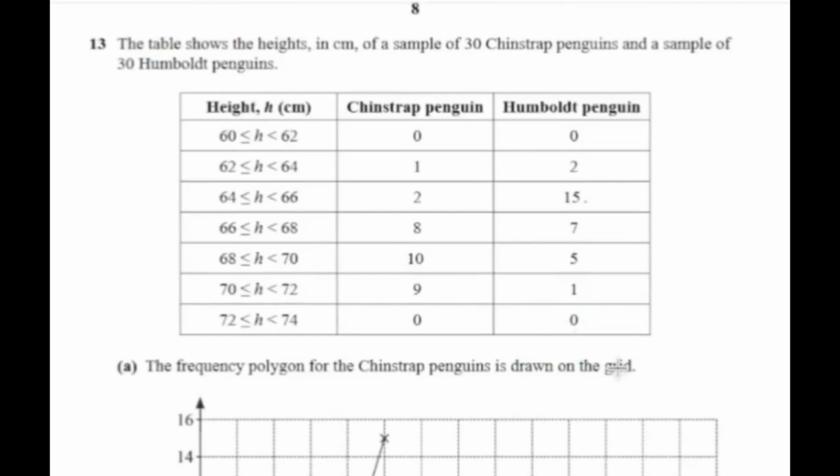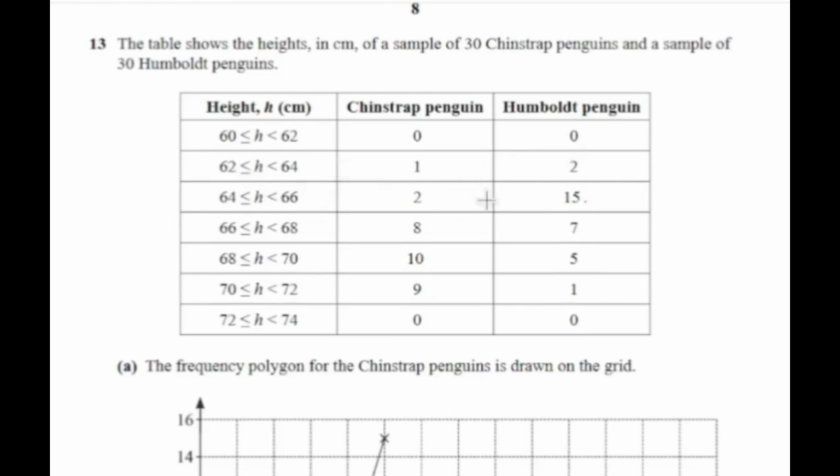Question 13. The table shows the height in centimeters of a sample of 30 Chinchilla penguins and a sample of 30 Humboldt penguins. So this is the height. This is a column for the Chinchilla penguins, and the last column is for the Humboldt penguins. Now, what's the meaning of this table? For instance, there are no penguins that have height 60 to 62 centimeters. For the range 62 to 64 centimeters, only one Chinchilla penguin falls within that category, and 2 Humboldt penguins fall within the height range 62 to 64 centimeters.